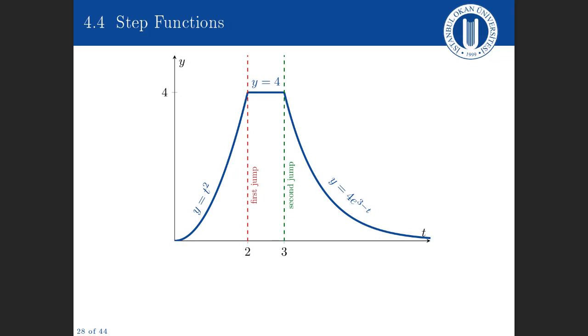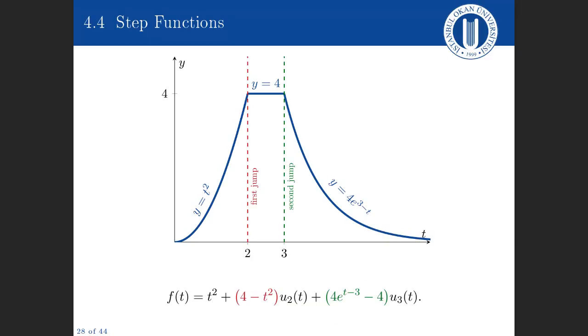This function doesn't have discontinuities here, but the function is changing its formula here. So I'm still using the phrase jump. f of t is going to be t squared plus something u2 plus something u3. What are these somethings? At each one of these, we do function on the right minus function on the left. So for the first jump, it's 4 minus t squared. And for the second jump, it's going to be 4e to the power of 3 minus t, minus 4.